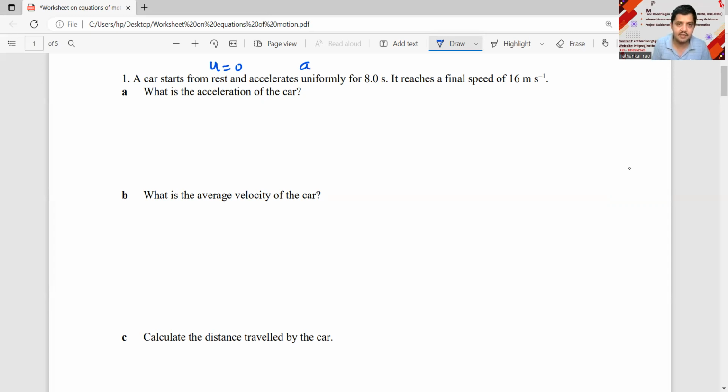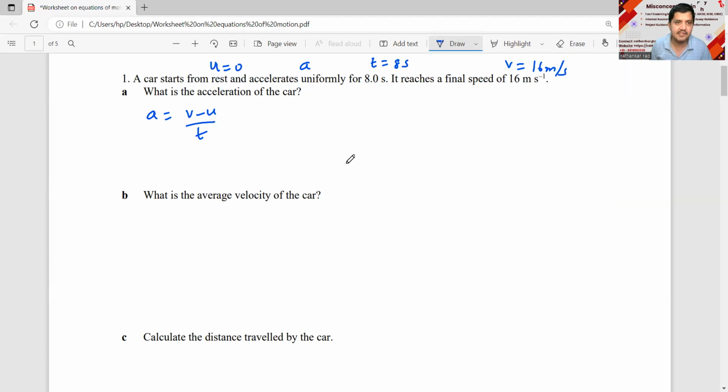Acceleration is constant, which means you can use your equations of motion, for t equal to 8 seconds. And it reaches a final speed, which means final velocity, of 16 meters per second. This is also given to you. What is the acceleration of the car? You can use acceleration a is equal to v minus u divided by t.